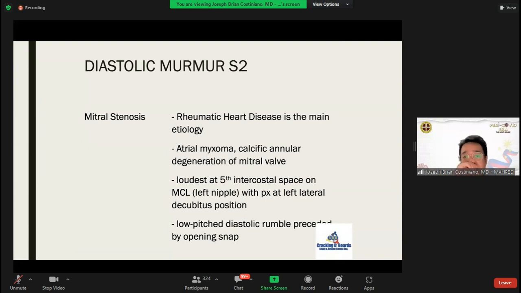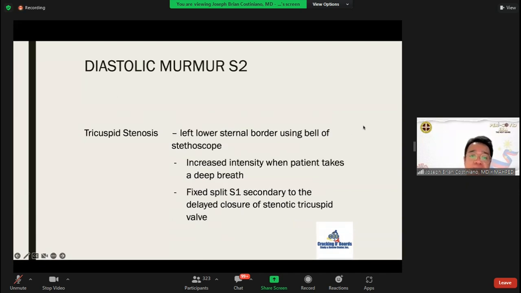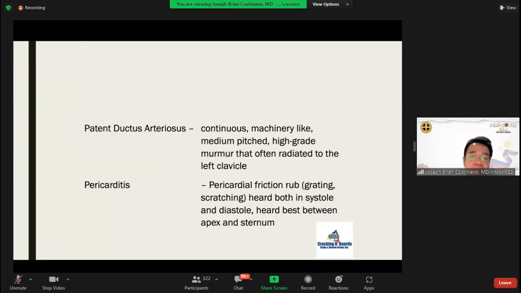Okay? So pag nakikita po ninyo sa OPD, di ba, yung mga internist natin, pati yung mga cardio, meron talaga silang maneuvers sa patient because we want to exaggerate the murmur. We want to really hear the murmur, para malaman namin yung intensity. Okay, tricuspid stenosis, fixed split S1. Fixed split S1, and that is due to delayed closure of a stenotic tricuspid valve. Increased intensity when the patient takes a deep breath.